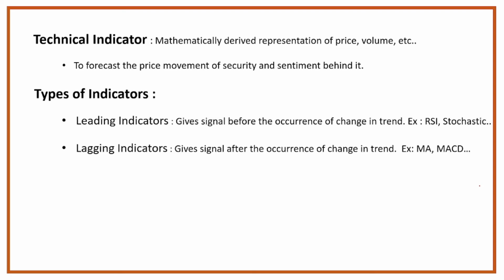And another important question that comes into your mind is what types of technical indicators do we have? Okay, so friends, broadly we can categorize technical indicators into two types. One is the leading indicator and the other is the lagging indicator. So first let me tell you what a leading indicator is. It is an indicator which gives a signal before the occurrence of a change in trend. For example, RSI, stochastic, all these indicators you might have heard of.